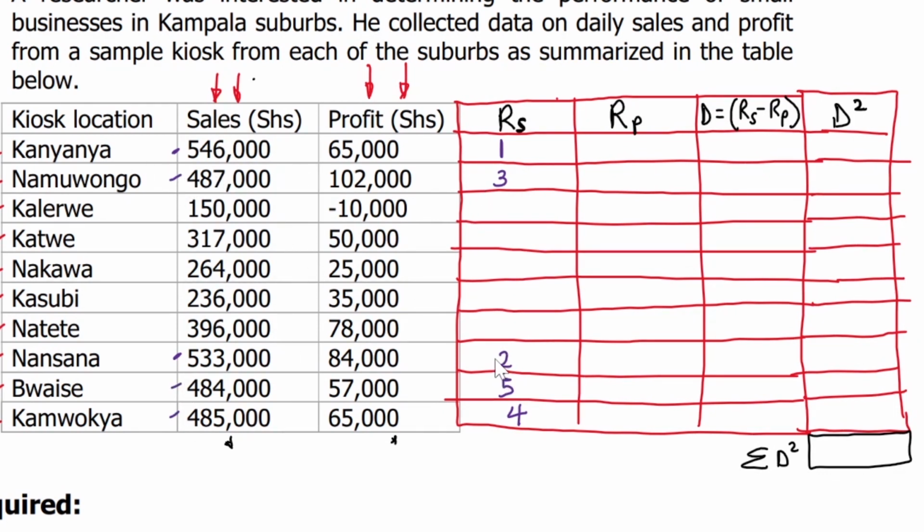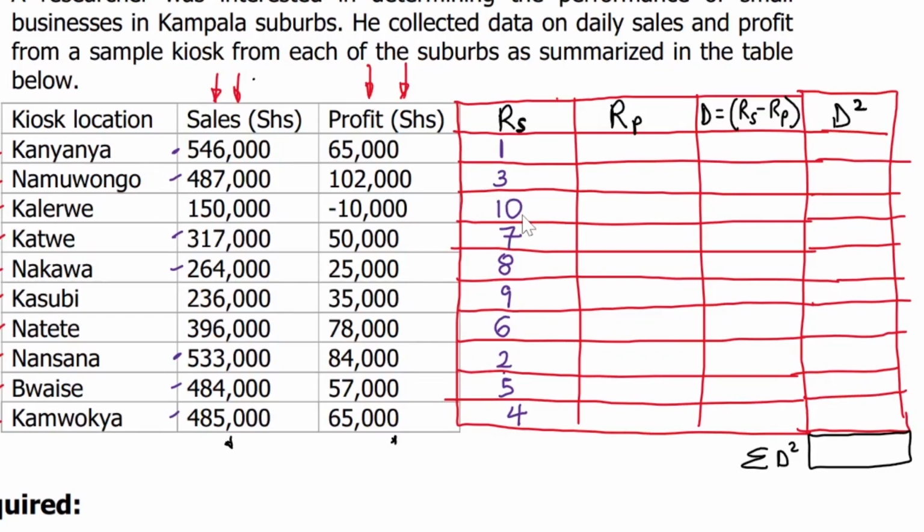Then let's look for the next. After the 400s, let's look for the 300s. Which one is the biggest? This one is the sixth, 396. Then we have the seventh, 317. Then the eighth, 264. Then the ninth, which is 236. Then the 10th. So here we have ranked from the biggest to the smallest.